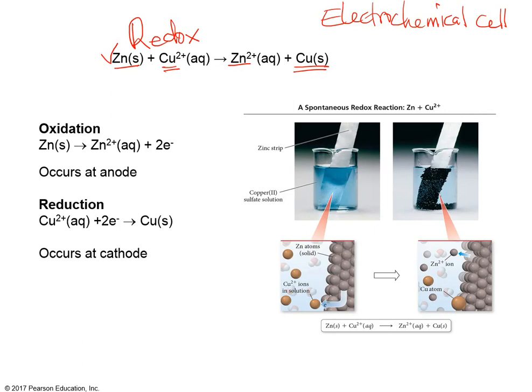We know that oxidation is loss of electrons. So oxidation here is loss of electrons. So we see zinc loses electrons. Reduction is gain of electrons. So copper ion gains electrons.